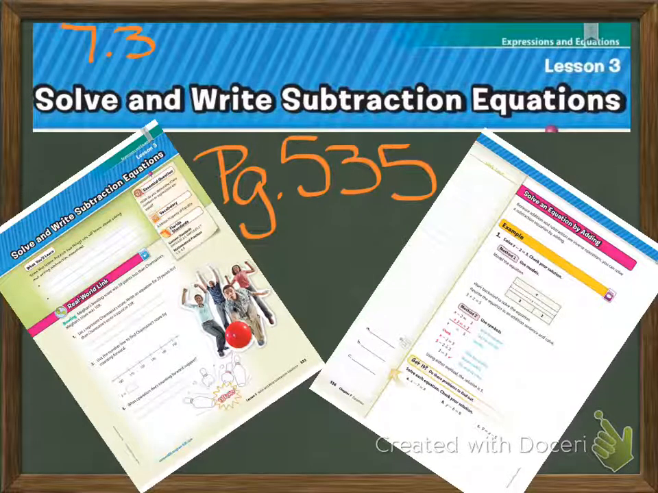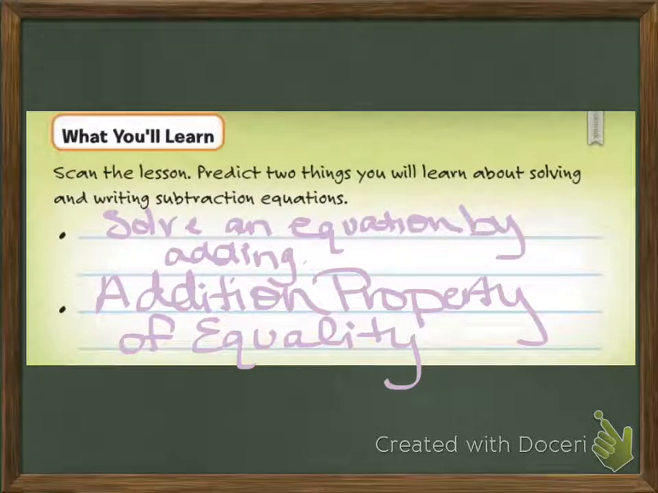All right, we're looking at 7.3, solve and write subtraction equations, starting on page 535. So the first thing that we look at, it says to scan the lesson and predict 2 things that you'll learn about solving and writing subtraction equations. If you scan through the lesson, you'll see that it talks about solving an equation by adding, and then the addition property of equality.